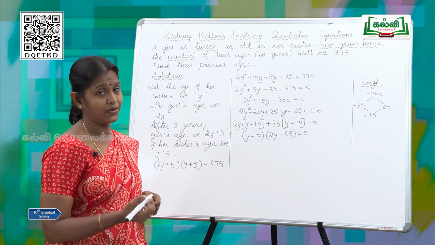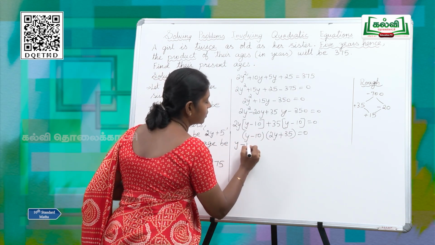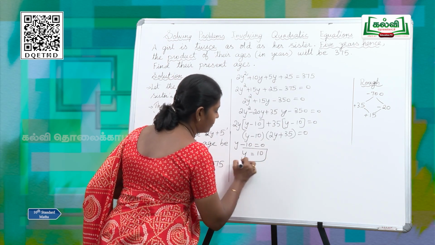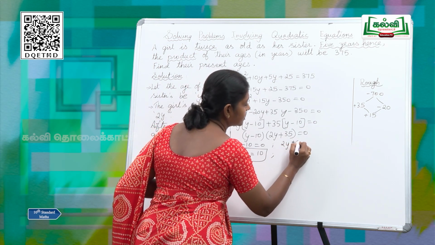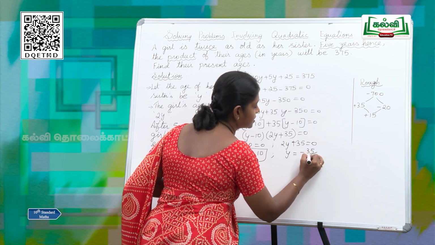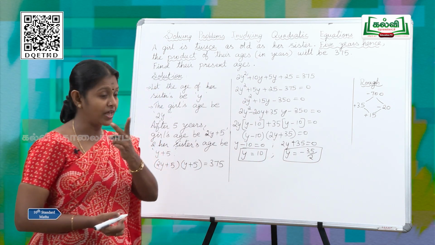From the factors we have to find the values of y. y minus 10 equal to 0. That means y equal to 10. This is one value. The other value: 2y plus 35 equal to 0, so y is equal to minus 35 by 2. This is the other value of y. So, we have got two values now.